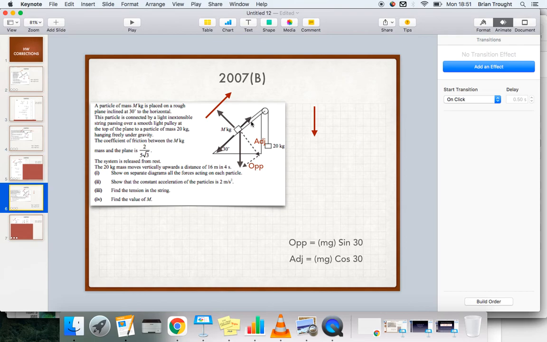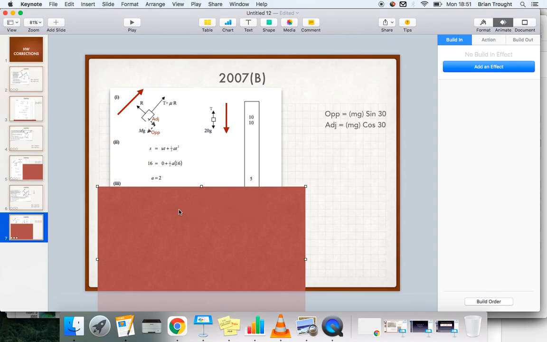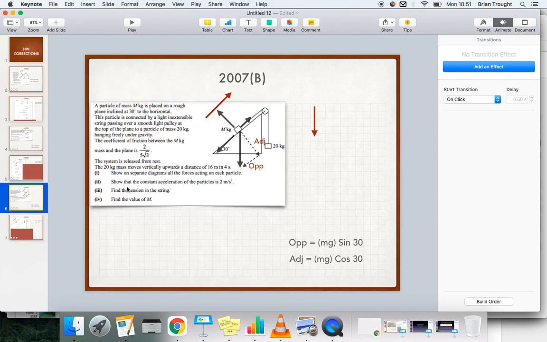A reaction, tension, friction, and weight. The top three are parallel or perpendicular to the plane. They're good. Resolve that into two components. There we go. If that's 30, that's 30 as well. And we get the value of opposite and adjacent there. Okay, to the marking scheme. Let's have a look. Actually, what were the questions?